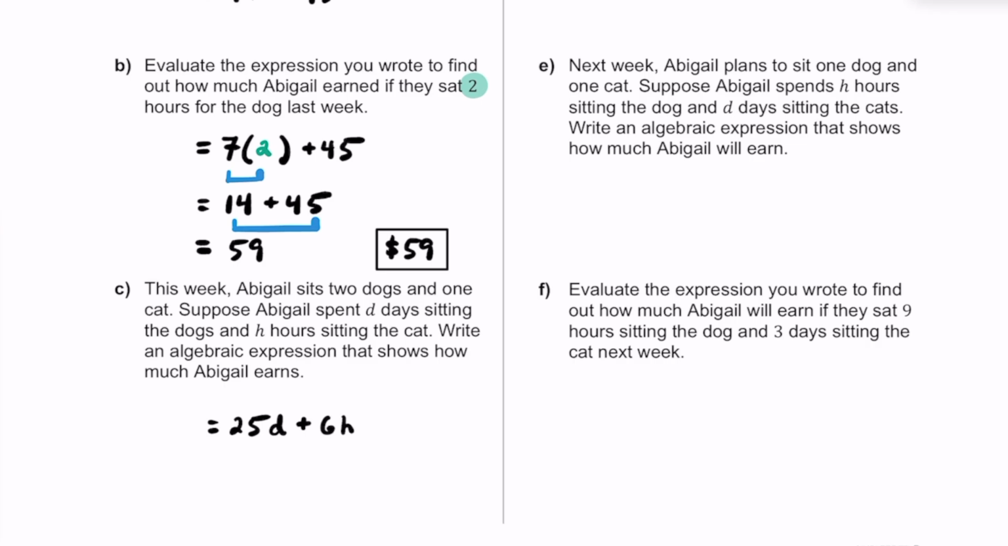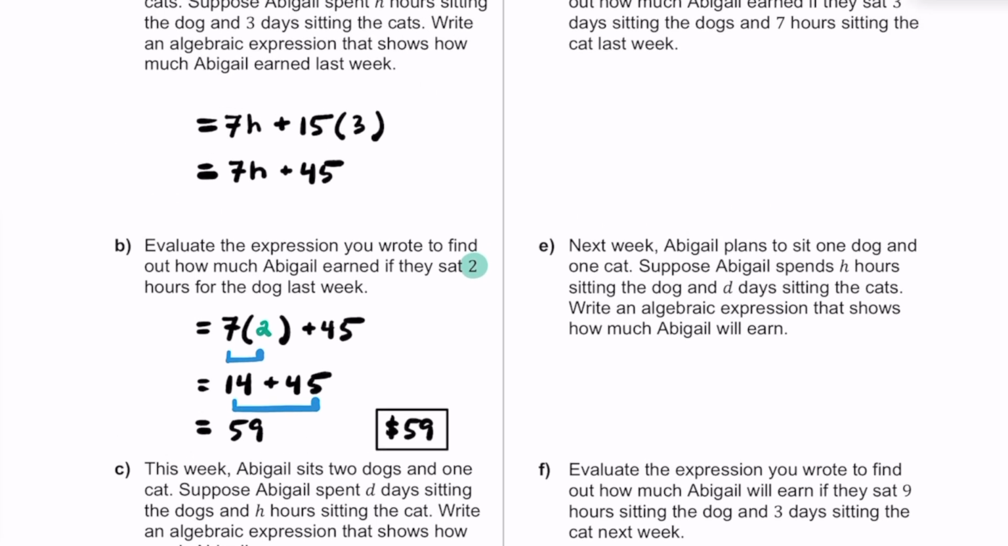We don't know the number of days and we don't know the number of hours, so this expression is as far as we can go. If we knew the value of D or H, we could find out how much Abigail makes now, right? But let's just go ahead and see if there's going to be a follow-up question about that.